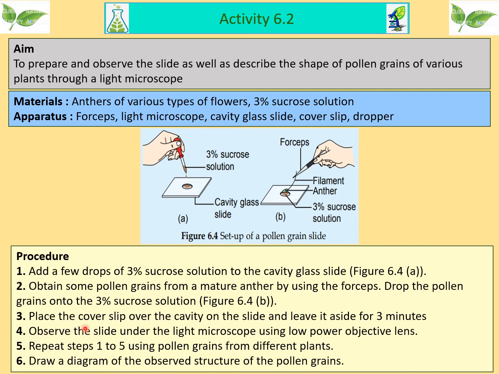Number 3, place the cover slip over the cavity on the slide and leave it aside for 3 minutes. Observe the slide under the light microscope using a low power objective lens, and then repeat steps 1 to 5 using pollen grains from different plants. Draw a diagram of the observed structure of the pollen grains.